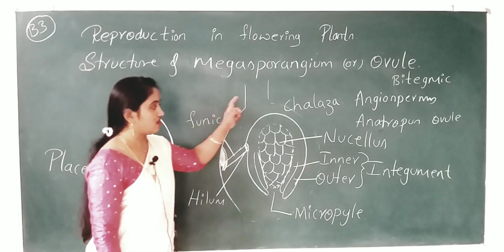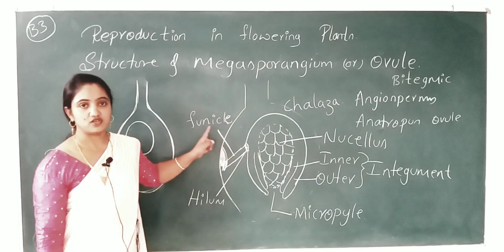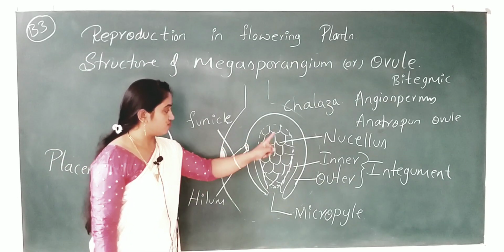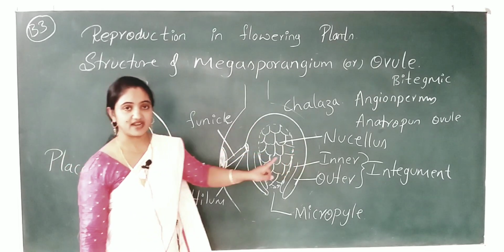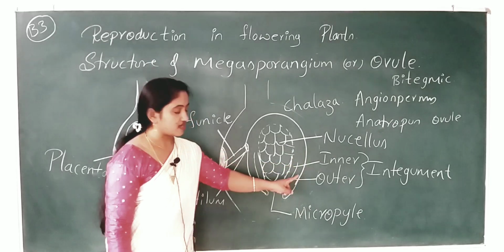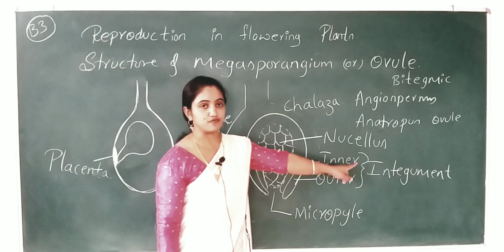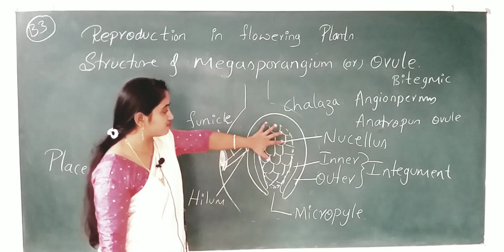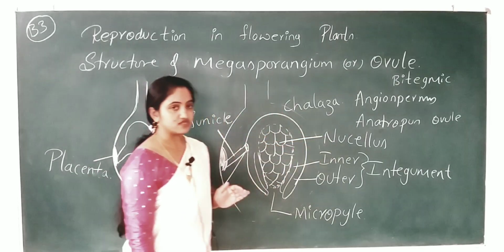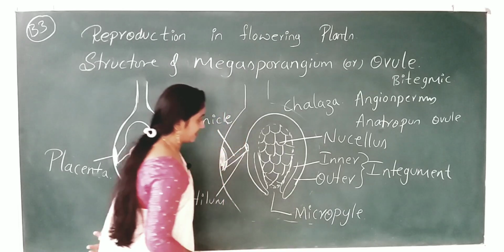So we got all the labelings of the anatropous ovule now. The stalk of the ovule is known as the funicle. The area of the ovule where the stalk and body get connected is known as the hilum. The body is protected by two layers, outer and inner integuments, and in the central position it has a mass of cells known as the nucellus. Now, this is the micropylar end.